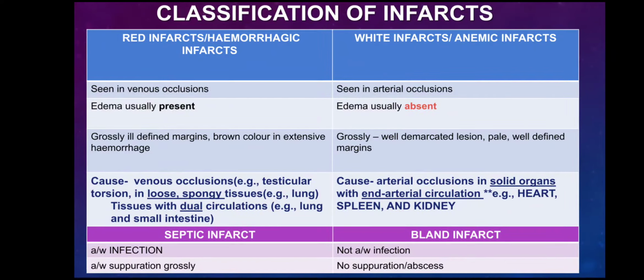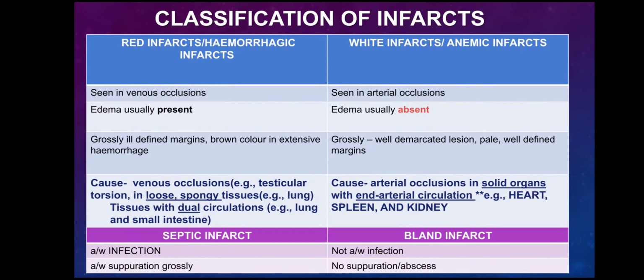So there the vegetations or the emboli are formed in the chambers of the heart and they can embolize to the other part of the body, and when they cause infarct there will be superadded infection since that embolus is in itself infective, and in that infarct there will be superadded suppuration or formation of pus. So that is known as the septic infarct. While all the other infarcts which have no infection associated with them are known as bland infarct. So these two classifications you should be knowing for the viva as well as theory.